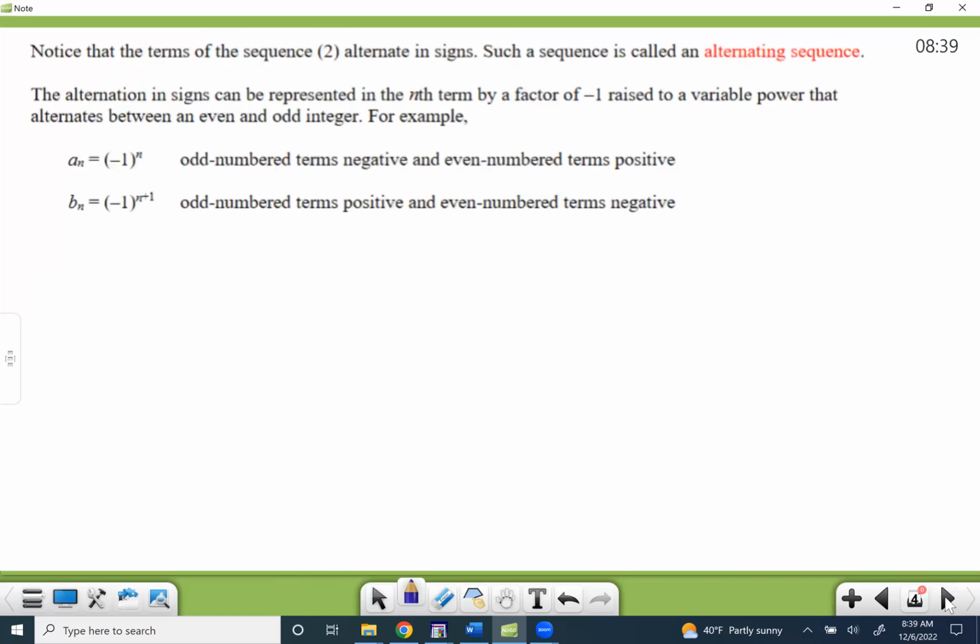Now this alternating sequence wasn't super blatant because it didn't have this right here. But if you ever see something like this, this is a dead giveaway that you are going to have an alternating sequence. Because we know that if you take a -1 and you raise it to an even, it becomes positive. If you take a -1 and you raise it to an odd, it's negative. If you take a -1 and you raise it to an even, it's positive, right? So if you have a -1 being raised to some power, it's going to alternate in sign. So that's your dead giveaway that you're looking at an alternating sequence.